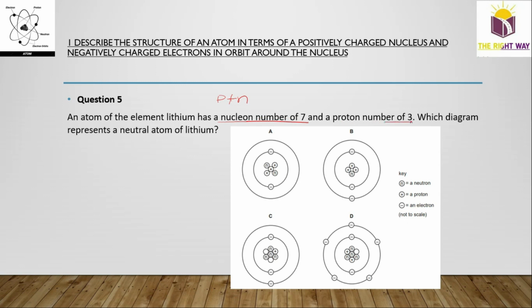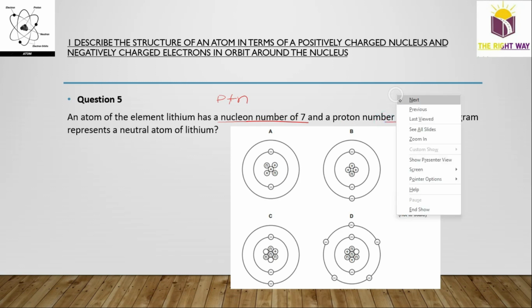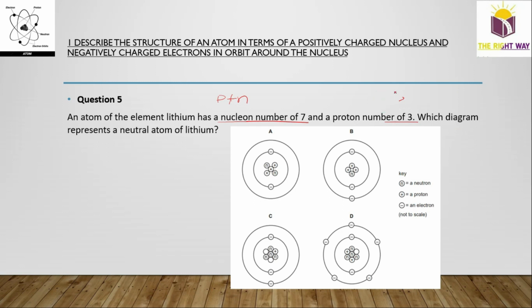And the proton number is 3. It has 3 protons, which means how many neutrons are there? Proton is equal to 3, neutron is equal to 4. How? 4 plus 3 equals nucleon number 7.